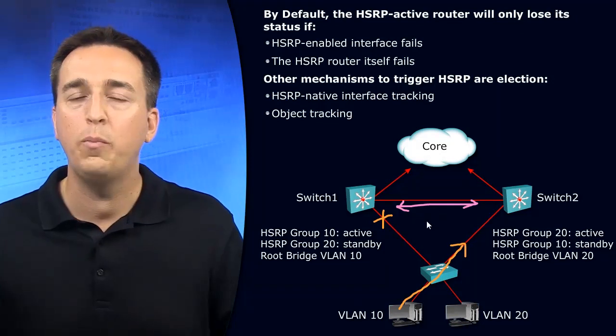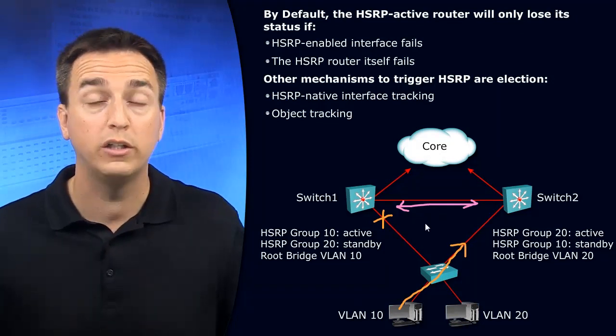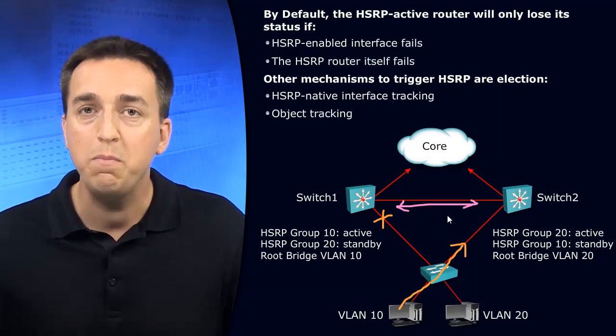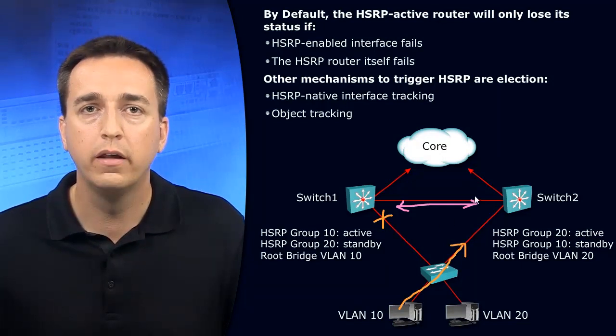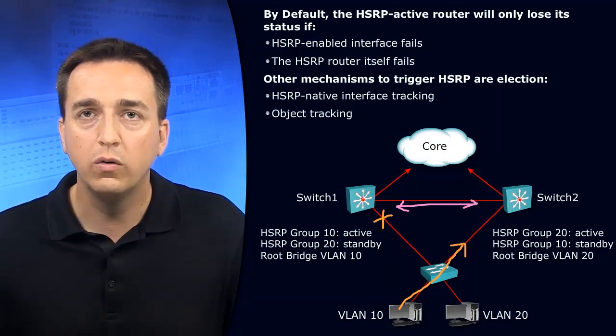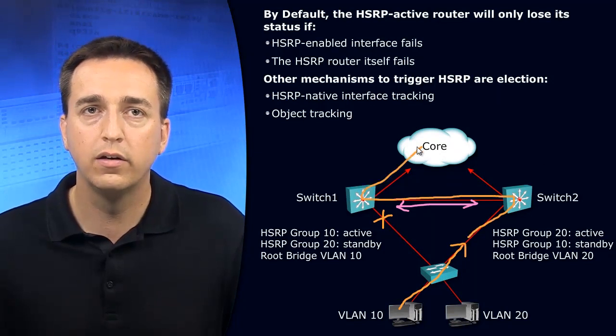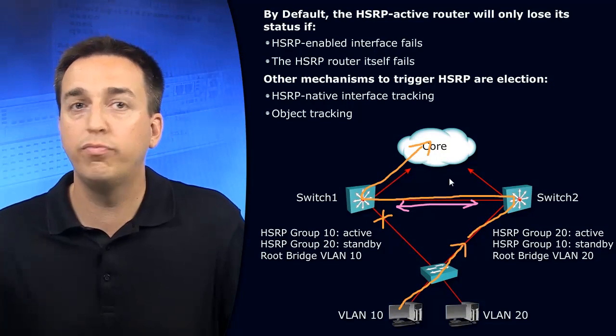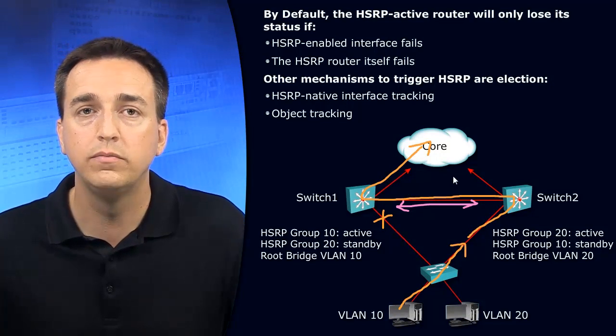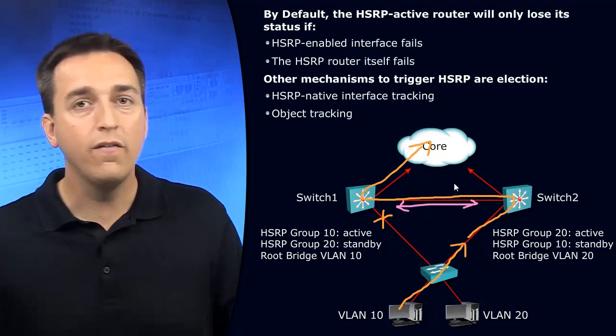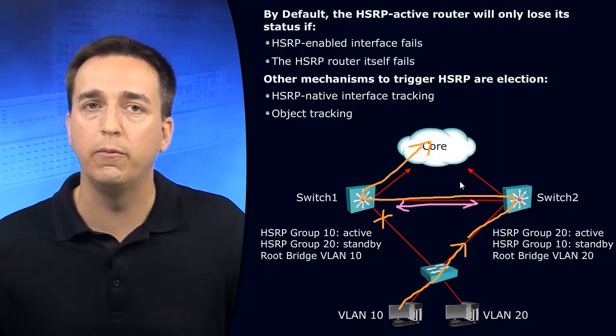And since the hello packet keeps going back and forth between switch 1 and switch 2, switch 1 remains the active forwarder. So traffic will flow like this. And that's okay, because we are in a failover scenario right now.